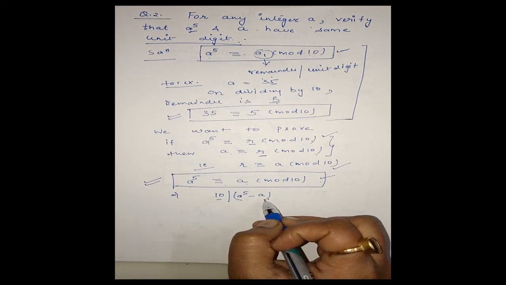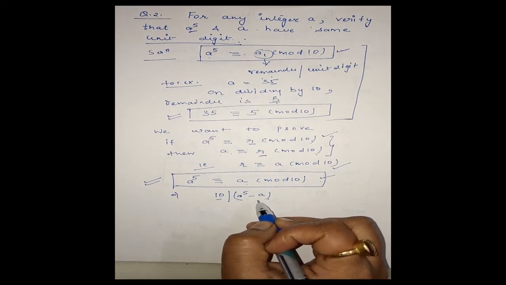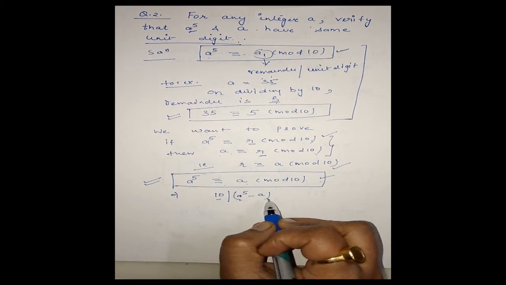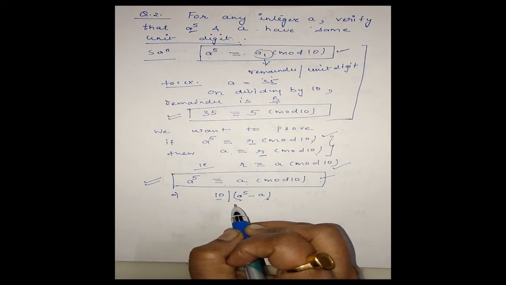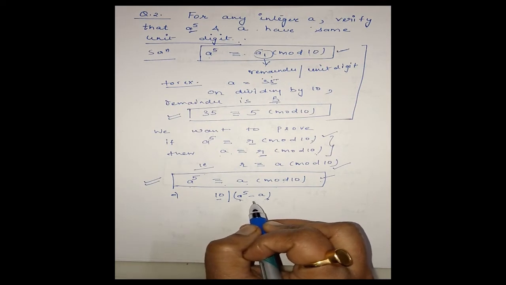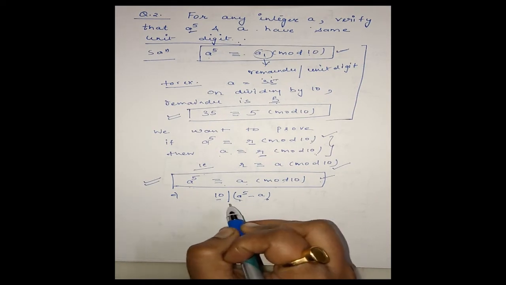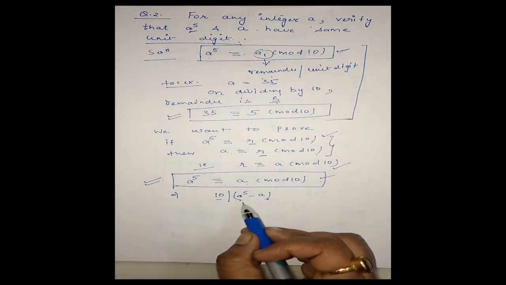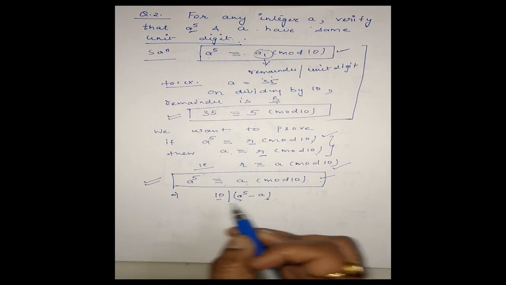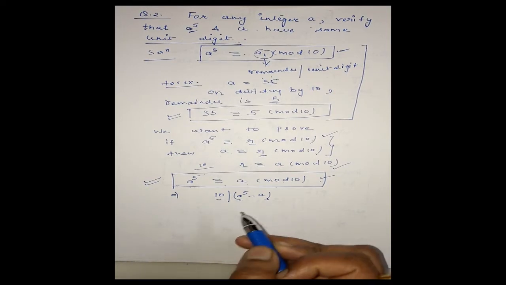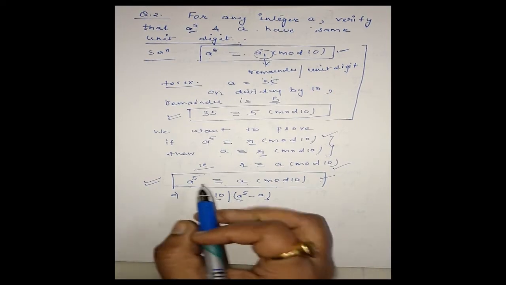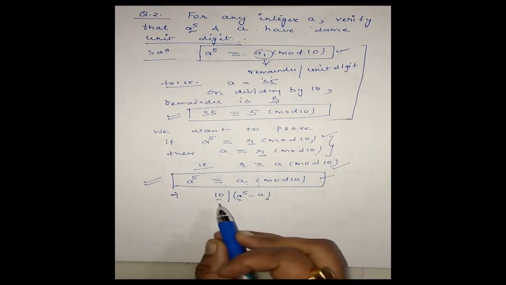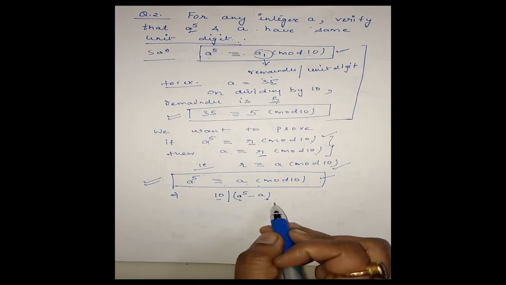Only then does 10 divide a number, when the last digit of that number is 0, and the last digit of a power 5 minus a will be 0 when they have the same unit digit, last digit. Then only the difference will be 0. Clear? And if the difference is 0, then only we can say 10 divides a power 5 minus a. Clear? Means if we are able to set this congruence, this will imply 10 divides a power 5 minus a.